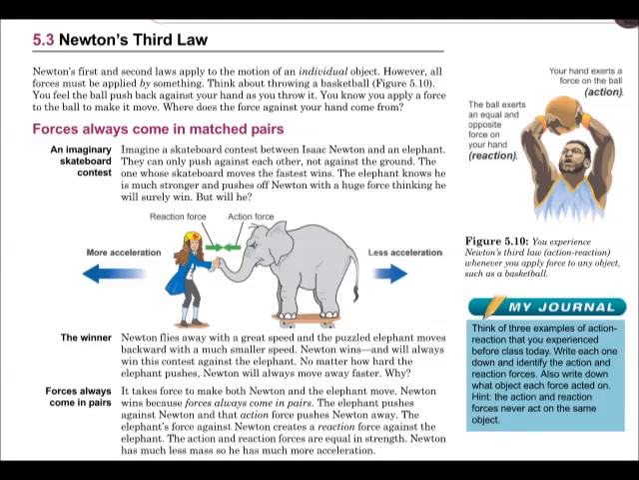Third law. Newton's first and second laws apply to the motion of an individual object. However, all forces must be applied by something. Think about throwing a basketball, figure 5.10. You feel the ball push back against your hand as you throw it. You know you apply a force to the ball to make it move. Where does the force against your hand come from?